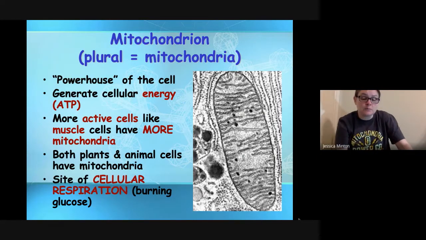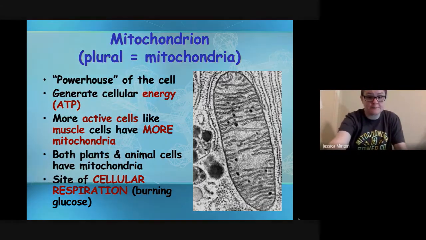Plants and animals, get this, I'm going to repeat it again. Plants and animals have mitochondria. So when we talk later about photosynthesis and cellular respiration, the site of cellular respiration is the mitochondria. Know that that's important. Both plants and animals have mitochondria, and if the mitochondria is the site of cellular respiration, that means that both plants and animals go through cellular respiration. They do both use energy.